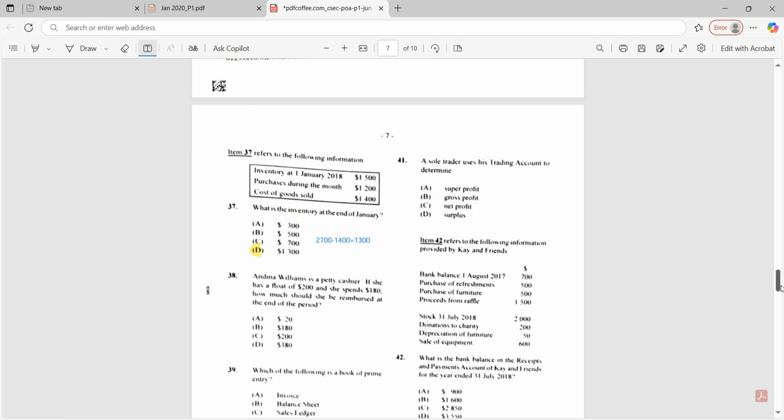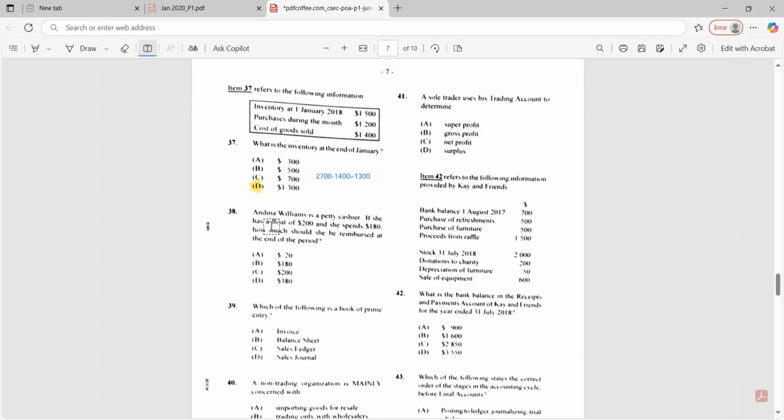Now, number 38. Adina Williams is a petty cashier. If she has a float of $200 and she spends $180, how much should she be reimbursed at the end of the period? So at the end of the period, she would have $20, and we know that she needs to be reimbursed so that she gets back to $200. So therefore, she needs back $180. So we're going to have B, which is 180.